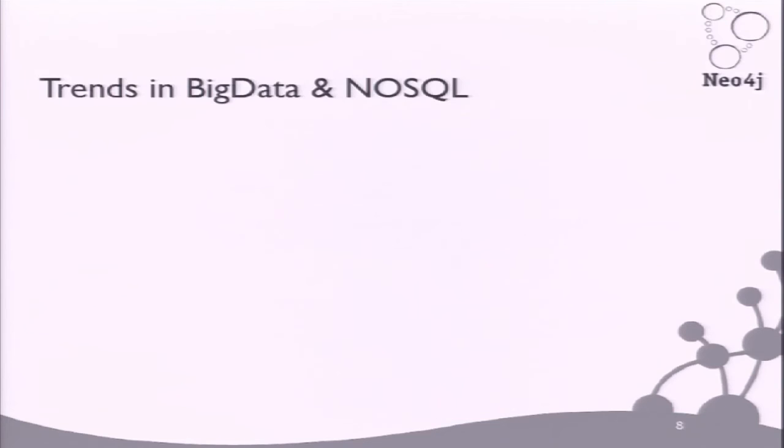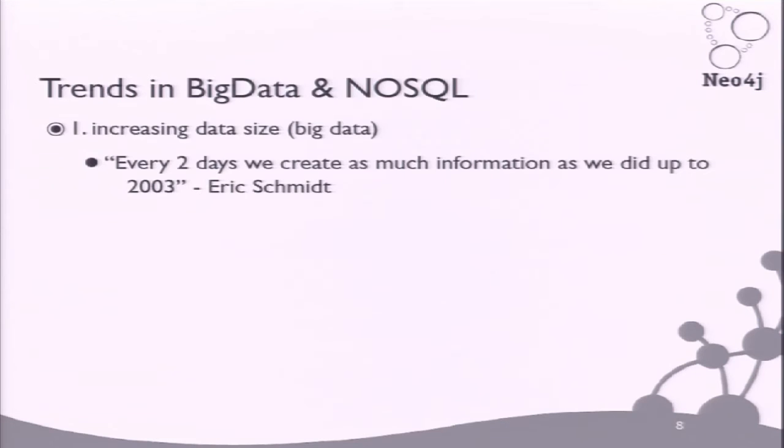And there are a couple of reasons why that happened just now. One of them is what I think you've probably seen in many presentations. People talk about this exponential explosion of data. You know, big data is even more hyped than NoSQL. I think Eric Schmidt went on record by saying that every 2 days we create as much information as we did up to 2003.